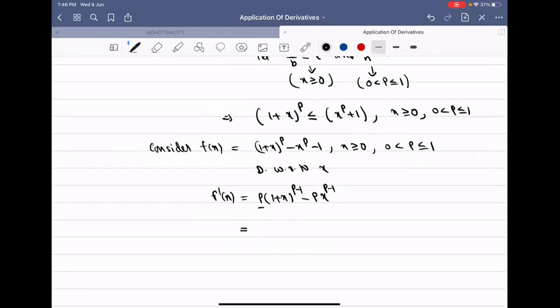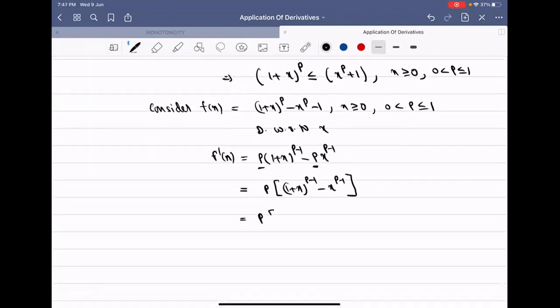Now you take out p common from this one. So if we take out p common, p into (1 plus x) power p minus 1 minus x power p minus 1. So this is equal to p into, so (1 plus x) power p minus 1 can be written as 1 by (1 plus x) power 1 minus p. See here p minus 1, I have taken minus common, then I used x power minus n equal to 1 by x power n. Minus here also 1 by x power 1 minus p.